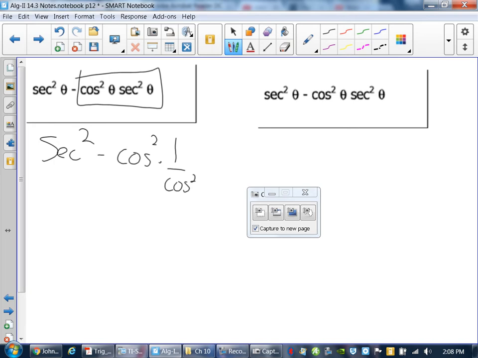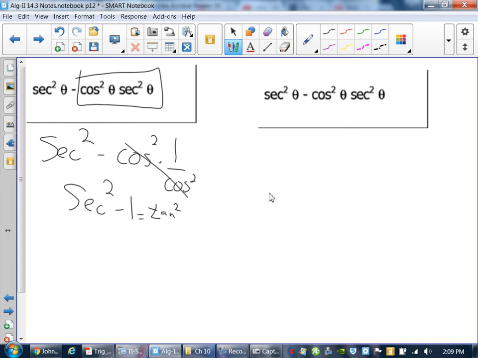So what I would do is this. I'd simplify out the secant squared as 1 over cosine squared. Knowing that if I multiply those two together, that drops and I get secant squared minus 1. Which means that I have a Pythagorean identity then. 1 plus tangent squared is secant squared. Which means if I move the 1 over, I get secant squared minus 1, which is tangent squared, and I'm done. That's one way that I would think about doing it.